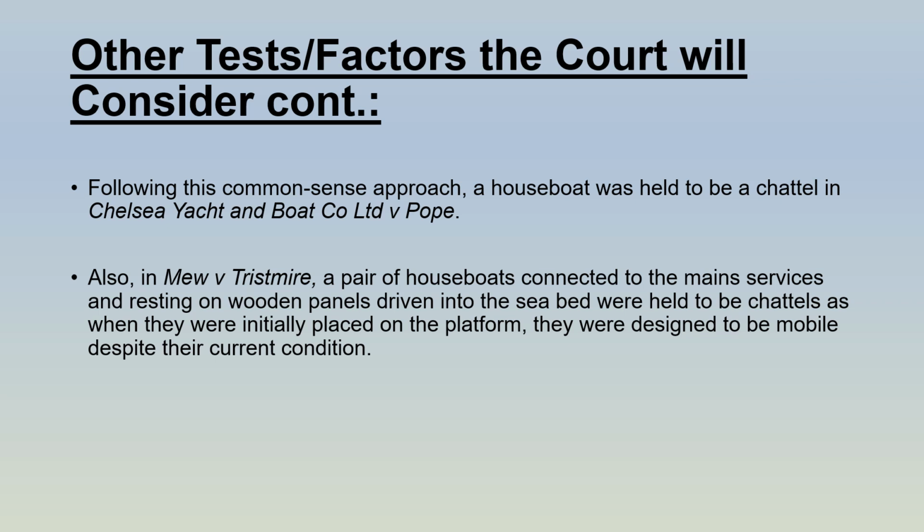In Tristmere, a pair of houseboats were held to be chattels despite the fact that they rested on wooden panels, supported by wooden piles driven into the seabed. They had been connected to the main services providing water, gas and electricity. Their condition had deteriorated and moving them would result in damage or destruction. But when they were initially placed on the platform, they could have been moved off the platform and moved somewhere else without destruction. And being houseboats, they were designed to be mobile despite their current condition, leading the Court of Appeal to come to the conclusion that they were chattels.